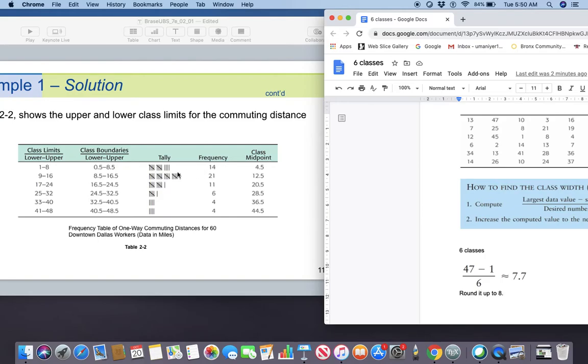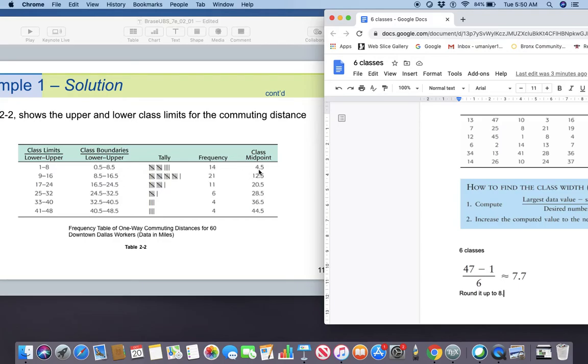How do you know this is 14? 5, 10, 4 more, 14. 5, 10, 15, 20, 1 more, 21, and so on. So these numbers, the tallies, give you what is called frequency.